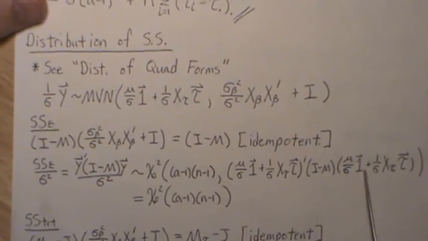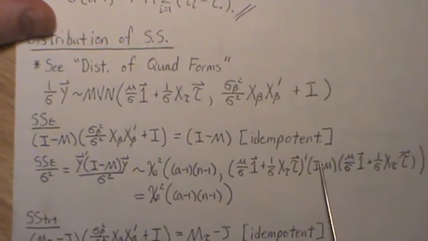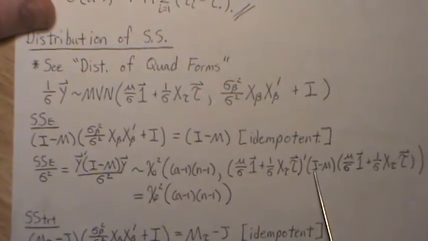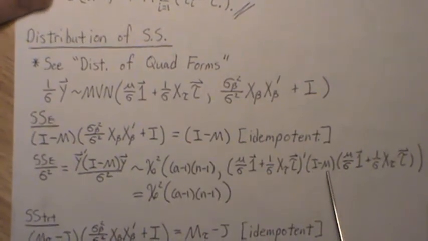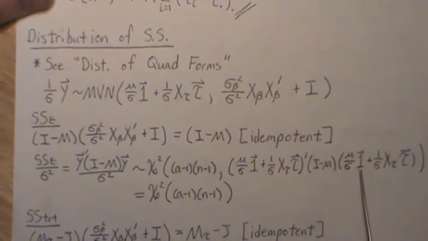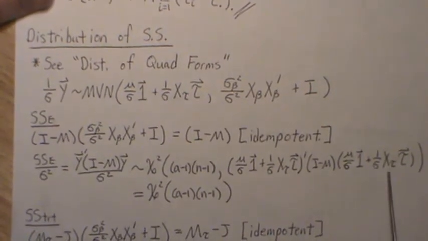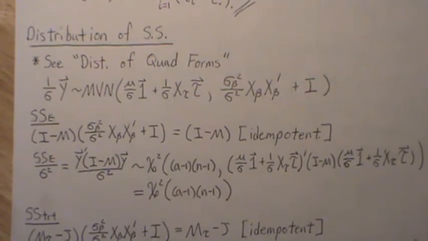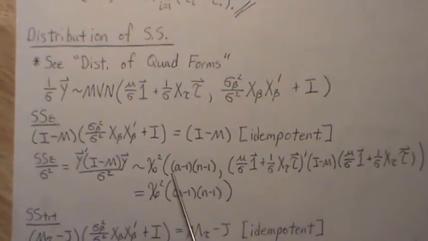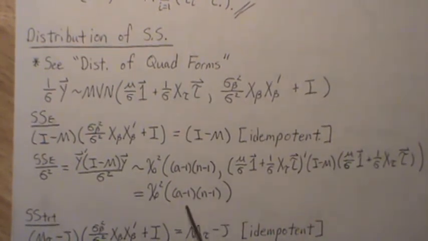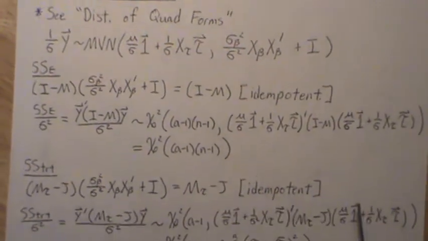Now this we showed was 0, so this is a perpendicular projection matrix into Rn space, but orthogonal to x. Since 1 lives in x, this times that is 0, and since x tau lives in x, I minus m times that creates a 0 matrix. So this is a central chi-squared with a minus 1 times n minus 1 degrees of freedom. So it's unconditionally a central chi-square distribution.